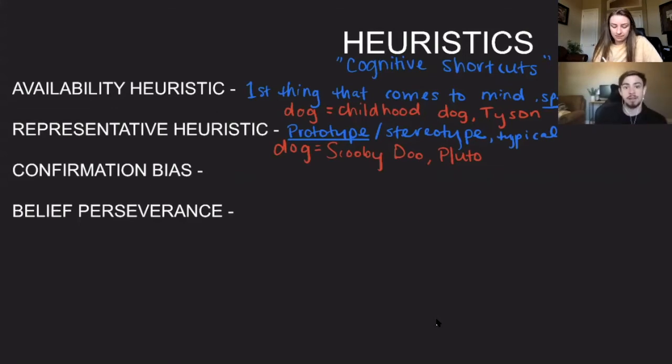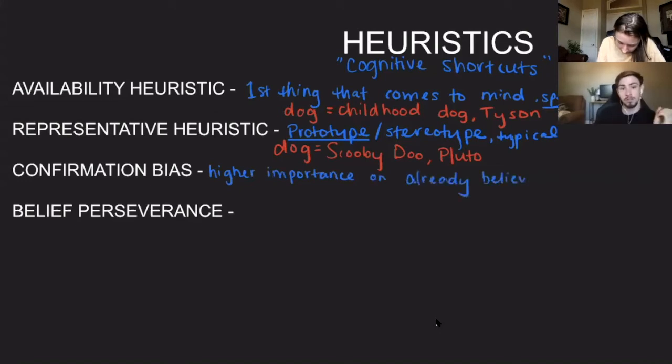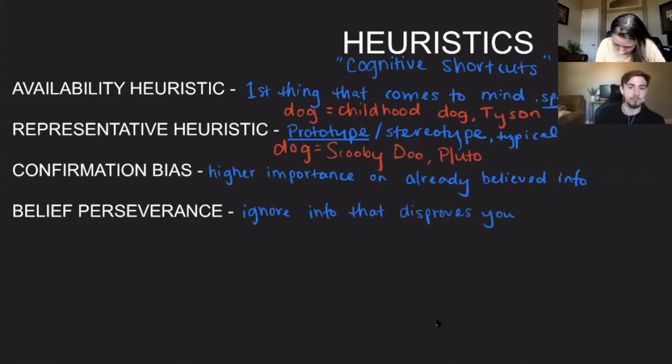So confirmation bias is whenever you place higher importance on information that supports what you already believe. And belief perseverance is whenever you choose to ignore credible information that does not agree with you, and you continue in your belief. It's actually pretty self-explanatory, right? So like I persevere my belief. So even though you're really proven wrong, you will continue to believe in your set way.